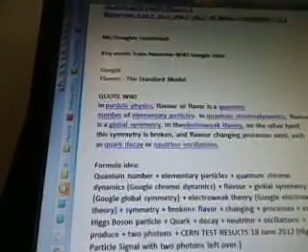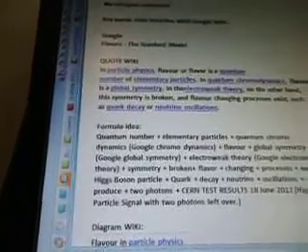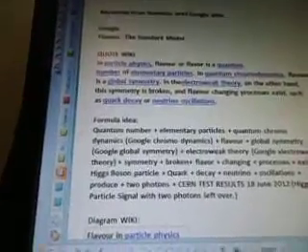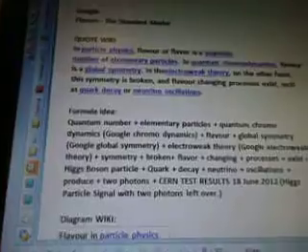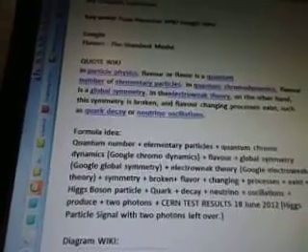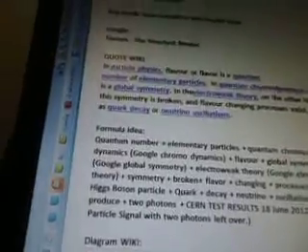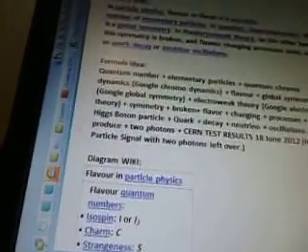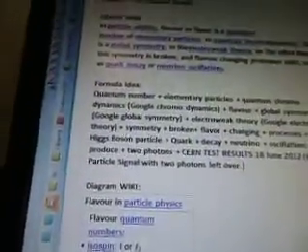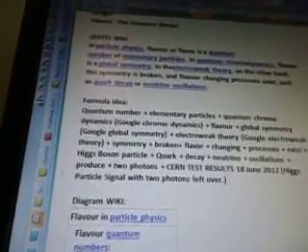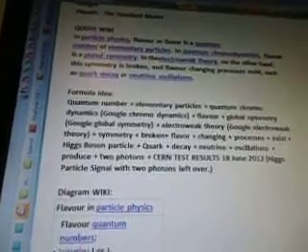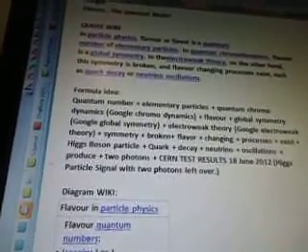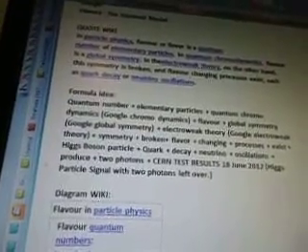My thoughts continue. The keywords from neutrino, wiki, Google data, Google flavors, the standard model. In particle physics, flavor is a quantum number of elementary particles. In quantum chromodynamics, flavor is a global symmetry. In the electroweak theory, on the other hand, this symmetry is broken and flavor changing processes exist, such as quark decay or neutrino oscillations. So based on this data, I came up with a new formula idea. I've got the quantum number plus elementary particles plus quantum chromodynamics. So I Googled the chromodynamics plus the flavor plus Google global symmetry. That's a little note for me to Google it to find out what it is.